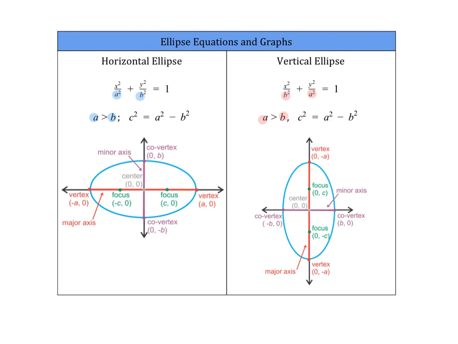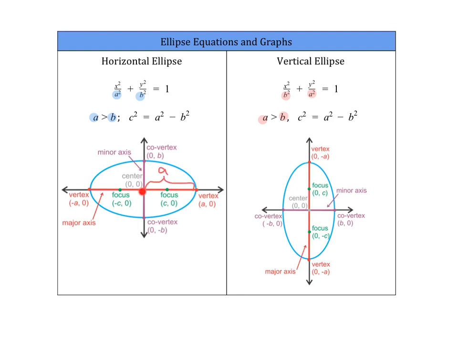Also, for the standard form, it should always be set equal to 1, and you should not have any coefficient for x squared or y squared. So let's start by talking about what these a and b values do. If our center is at 0, 0, we have what's called a vertex at (a, 0), meaning the distance from the center to this vertex is a. That's going to be a really important value for us.